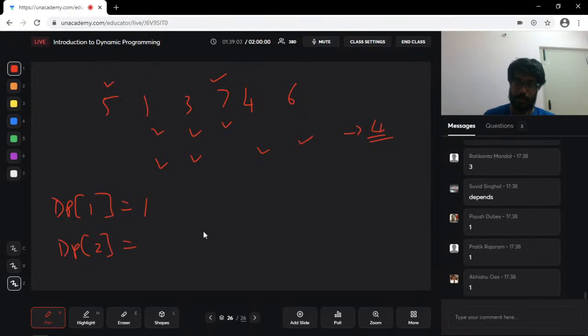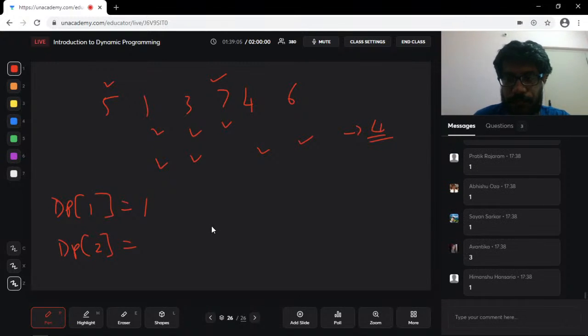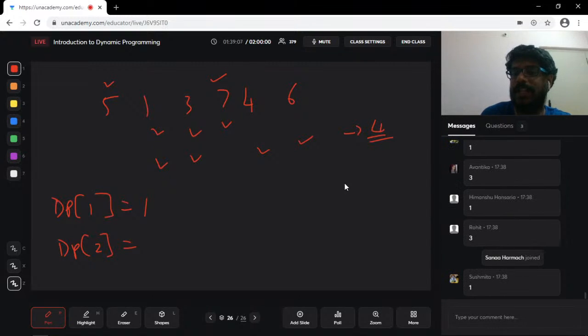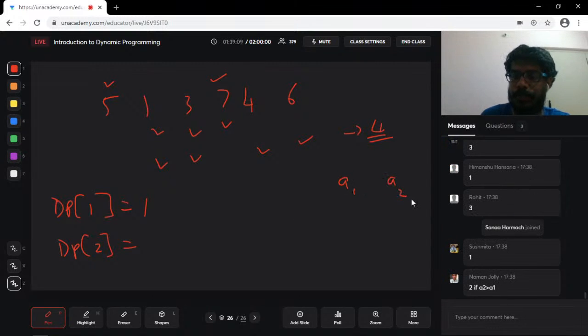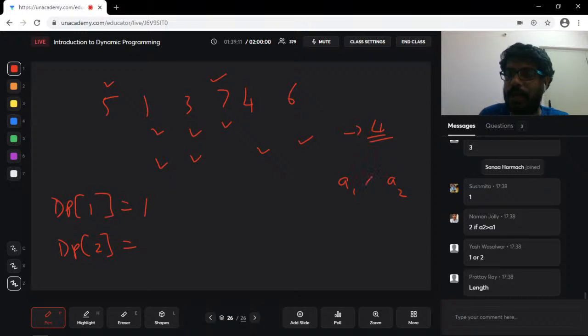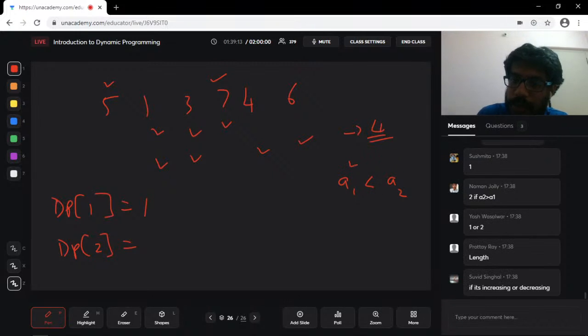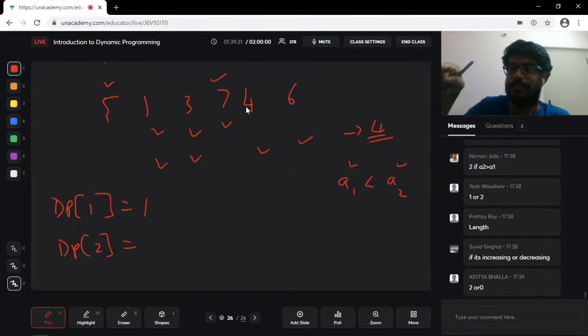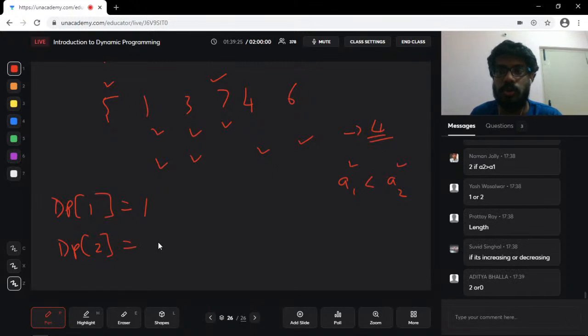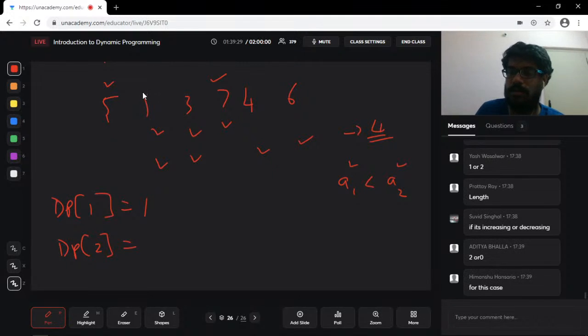Yeah, so what does it depend on? A lot of you are saying 1. It need not be the case, right? Because I have A1 and A2. If A1 is less than A2, then I can pick both A1 and A2, right? In this case, I can't pick 5 and 1. But if it was 1, 5, 3, 7, 4, 6, then I could pick 1 and 5, in which case the answer would be 2. If not, I can pick either 5 or 1, right?